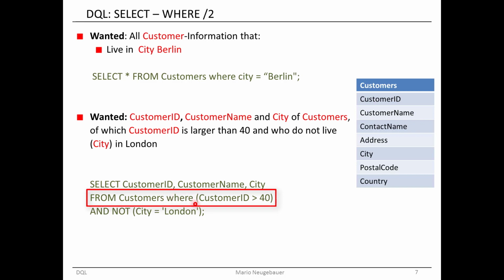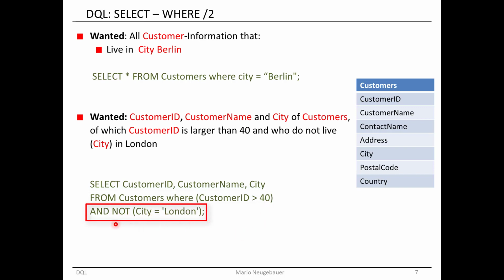So after the where, we place the customer ID condition, and we connect that to the city condition. And you see here that we connect both conditions by this specific statement part, this AND here, it's a logical AND. So both conditions should be valid. The customer ID should be larger than 40, and the city should not be London. And only if both conditions are valid, then the row here, a customer row, is selected.